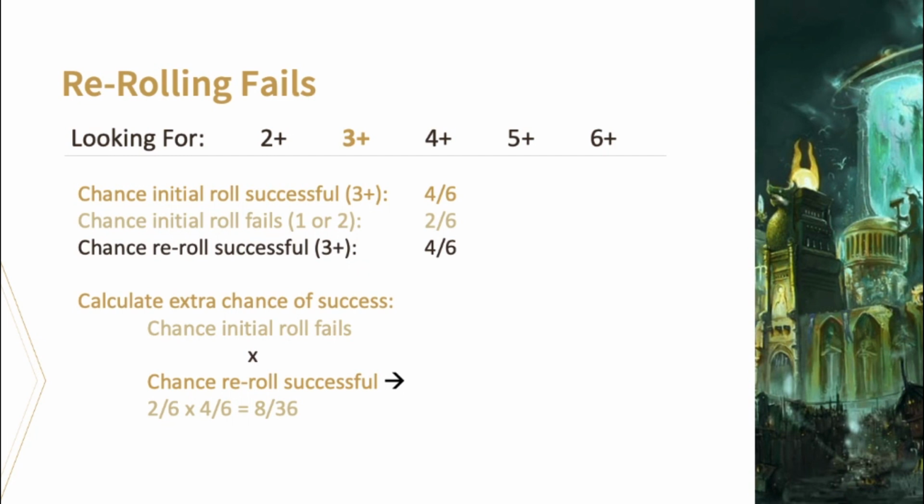Well, on that second roll, we once again have a 4 out of 6 chance of a success. So we simply multiply that by the 2/6 chance that we had to do the reroll in the first place, or that we failed the first time, giving us an extra 8/36 chance that we're successful. In other words, getting a 3 plus, not specifically getting a 3 itself.